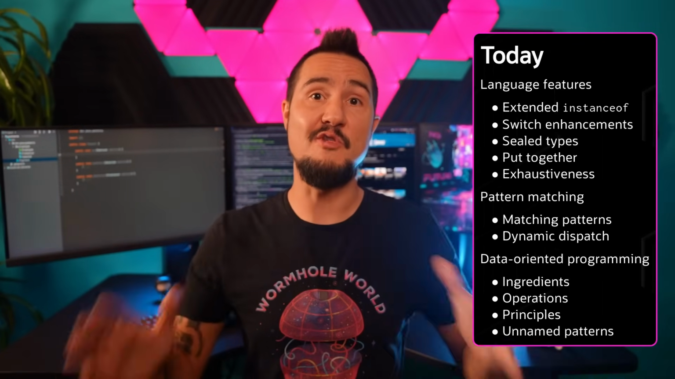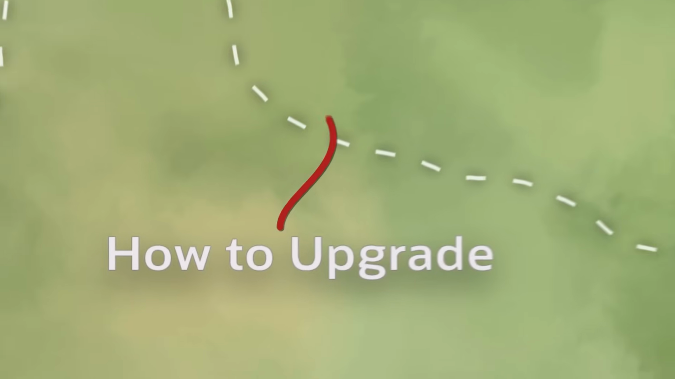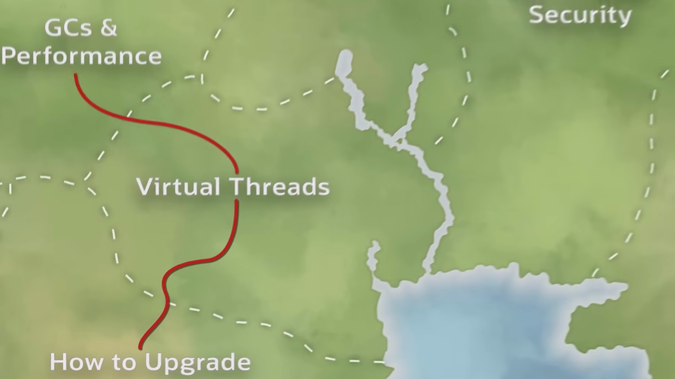Just like lambda expressions turned the strategy pattern into a language feature, so we hardly think of it as a design pattern anymore, does pattern matching turn the separation of types and operations into a simple application of a few language features, namely patterns, switch, and sealed types. And that's what this last episode on the road to Java 21 is all about. So let's get started.